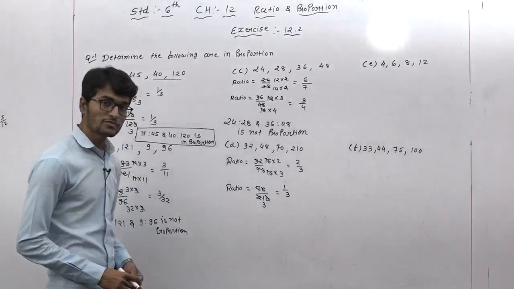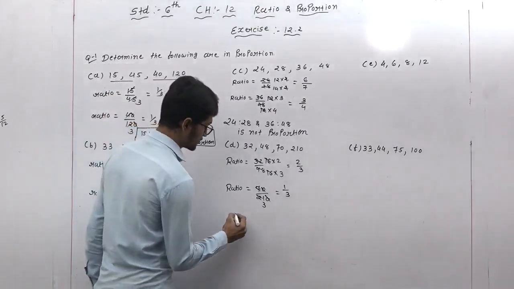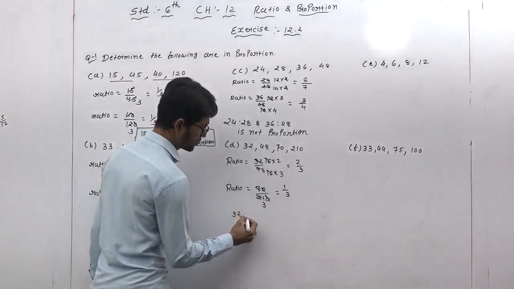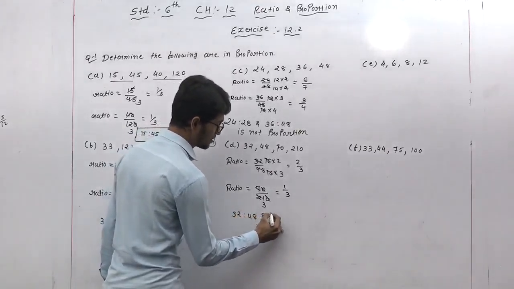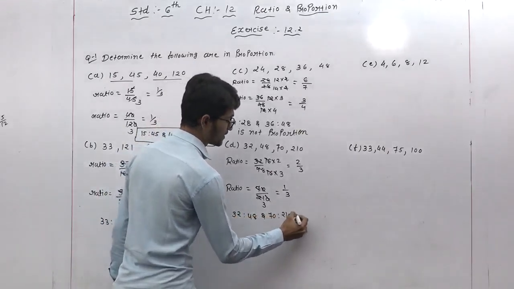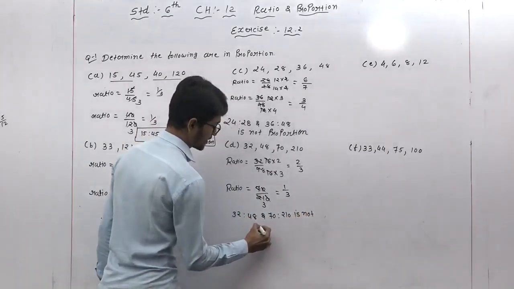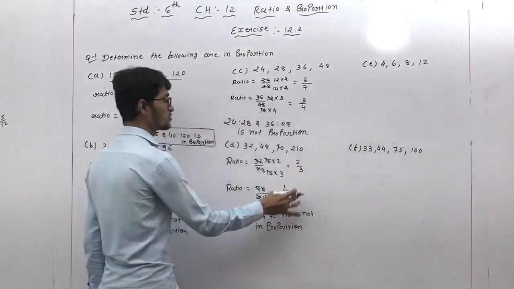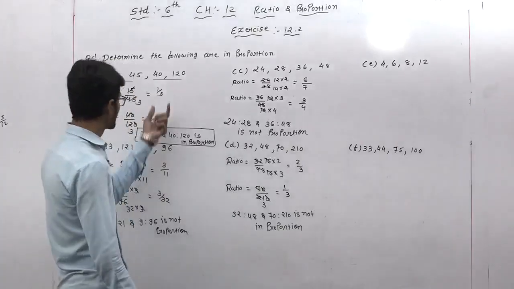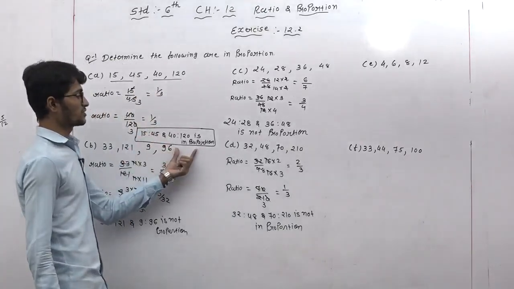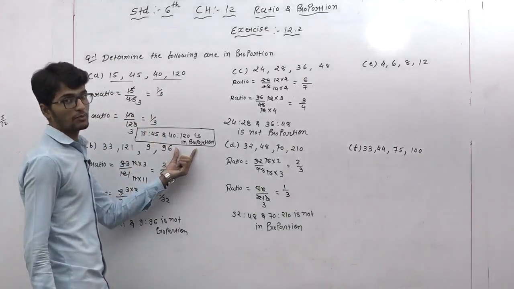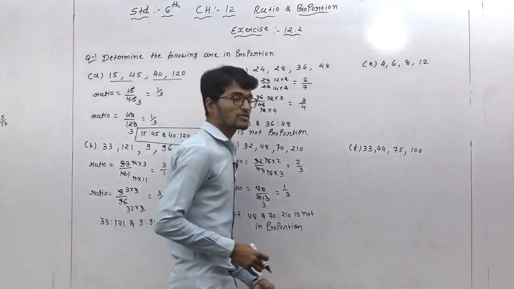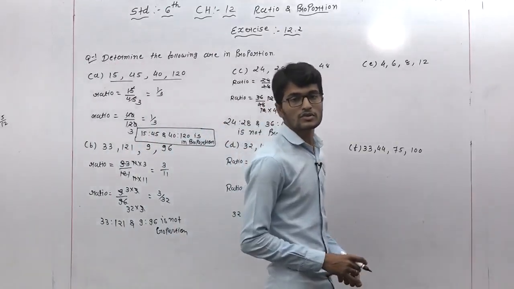So same ratio? No, not the same ratio. It means it's not in proportion. So write down 32 is to 48 and 70 is to 210 is not in proportion. Why? Because the ratio is different. If the ratios are the same, then it is in proportion; otherwise, not in proportion. So 4 questions are completed. So understand the first 4 questions.